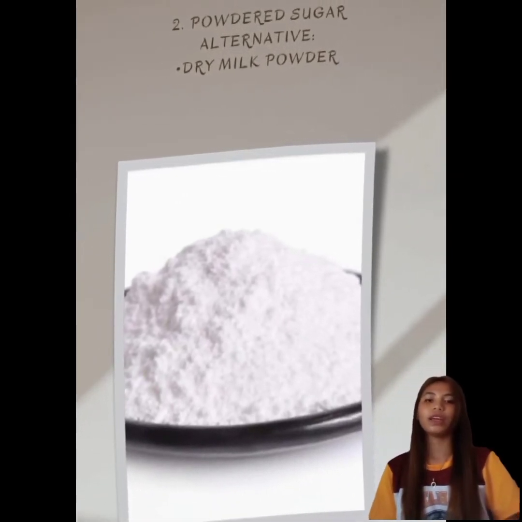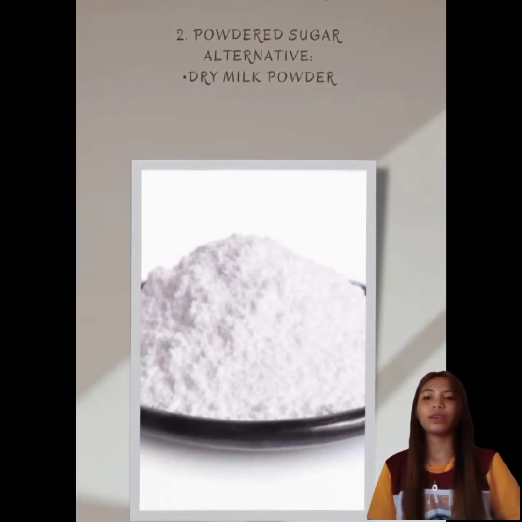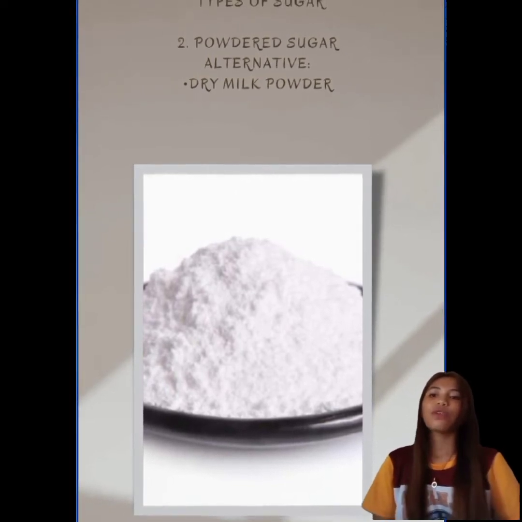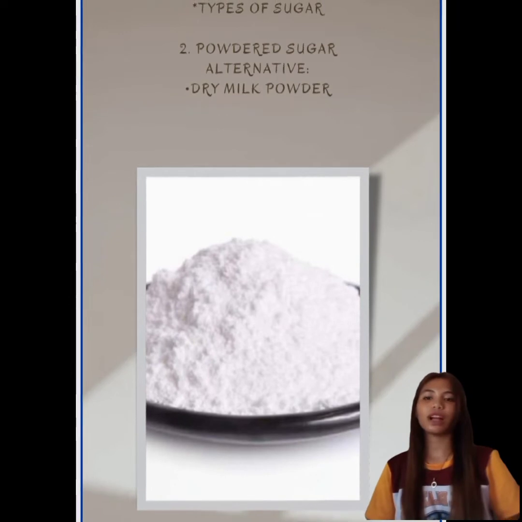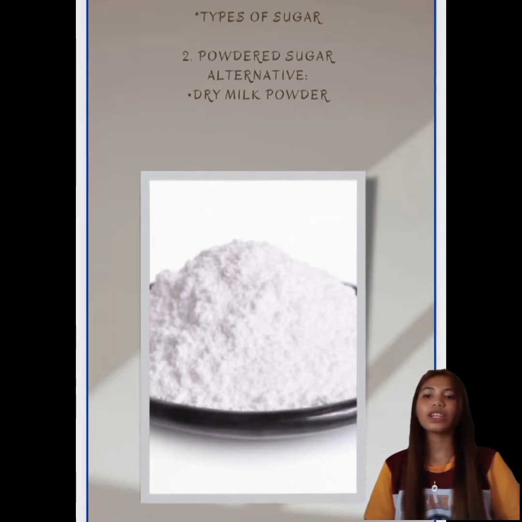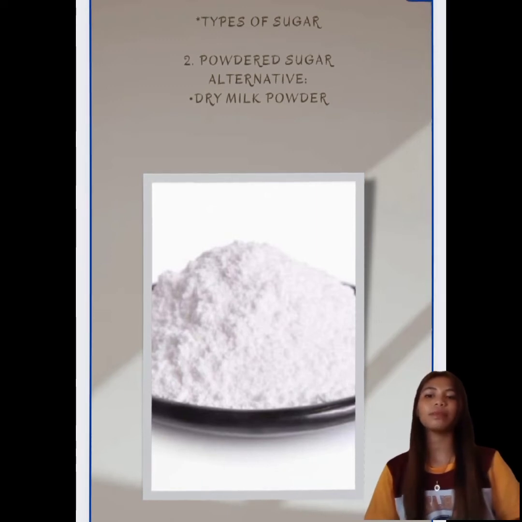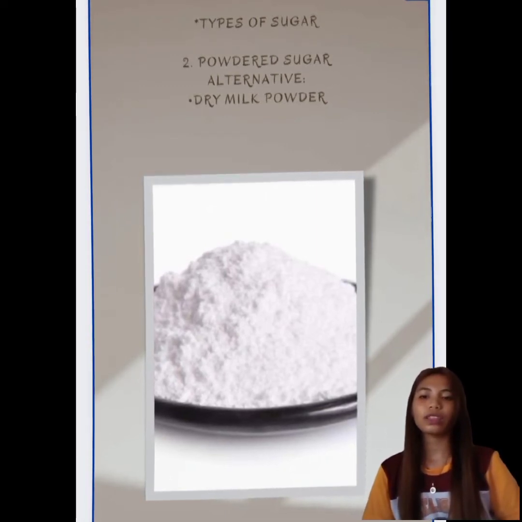And the second is powdered sugar. The alternative of powdered sugar is dry milk powder. If you don't have powdered sugar, we can use dry milk powder. For a powdered sugar alternative that will achieve a similar texture but with less sugar, try dry milk powder. Blend 1 cup of dry milk powder with 1 cup of cornstarch and add sweetener if desired, and use this mixture in the same amount as powdered sugar.